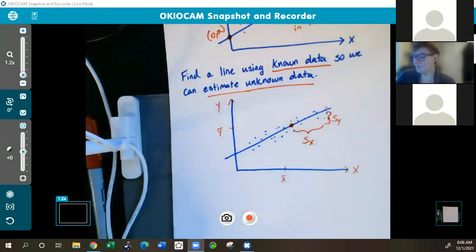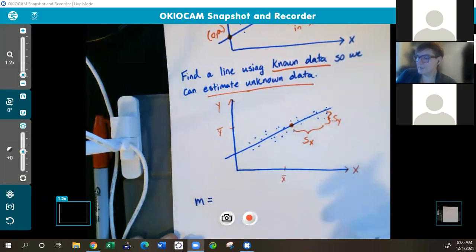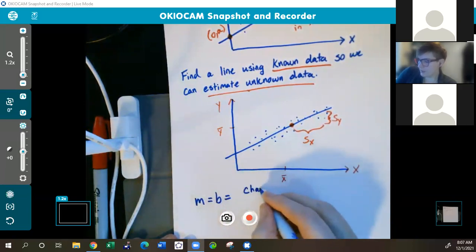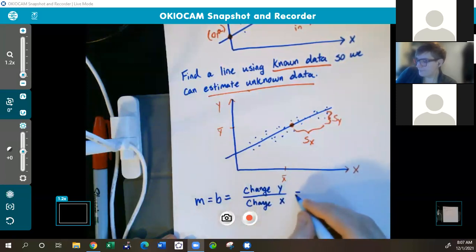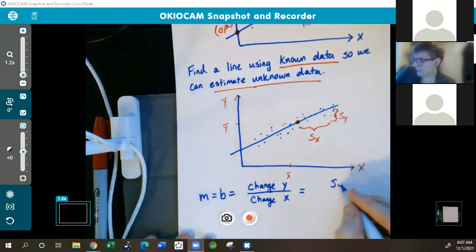Now, remember, the slope, which we usually call M, but for some reason in statistics they call it B. What we do is that we take the change in Y divided by the change in X. Now, when we're looking at numerical variables, especially in statistics, the change in Y and the change in X, well, that's going to be the deviation. That's going to be the standard deviation. So that would be SY over SX.